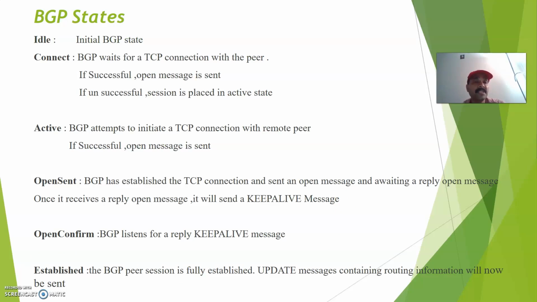Now let us understand the BGP states. The first is the idle state, which is the initial BGP state. Then connect is where BGP waits for the TCP connection from the peer, or BGP will attempt to initiate a TCP connection with the remote peer. Once the connection is established, it will send an open message, right? The open message carries information like version, router ID and other information to the peer. Once it receives a reply open message, it will send a keepalive and receive a reply keepalive message. That we call open confirm. Once that is done, the BGP session is fully established, and it will start advertising the prefixes and the path attributes between the neighbors. So these are the BGP states.